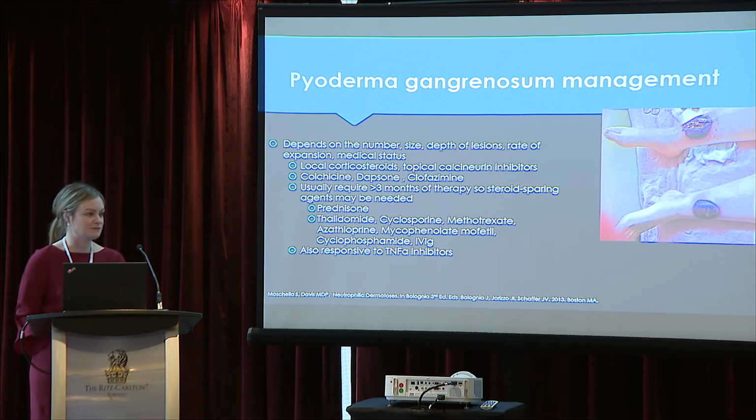And then going over some management options for PG. If it's just small, you could start with potent topical steroids or topical calcineurin inhibitors. Because this disease is often mediated by neutrophils, which is your inflammatory cell, you could try some anti-neutrophilic medications. Colchicine, dapsone, or clofazimine have been tried. However, many patients do need some immunosuppressive agents, so that's where we would reach for prednisone, thalidomide, cyclosporin, methotrexate, azathioprine, mycophenolate mofetil, cyclophosphamide, or IVIG.